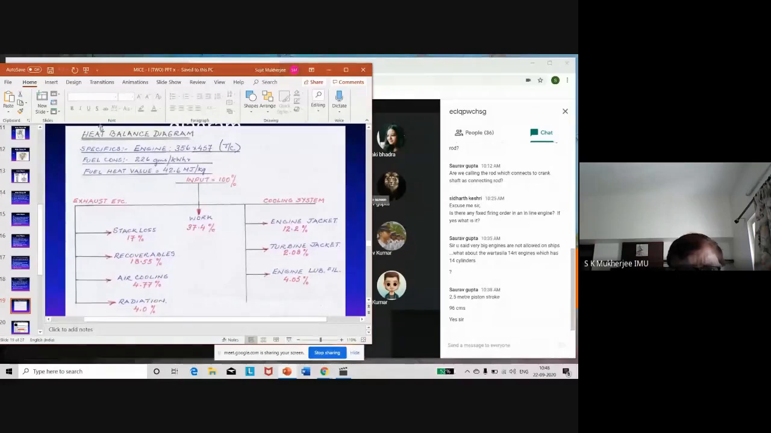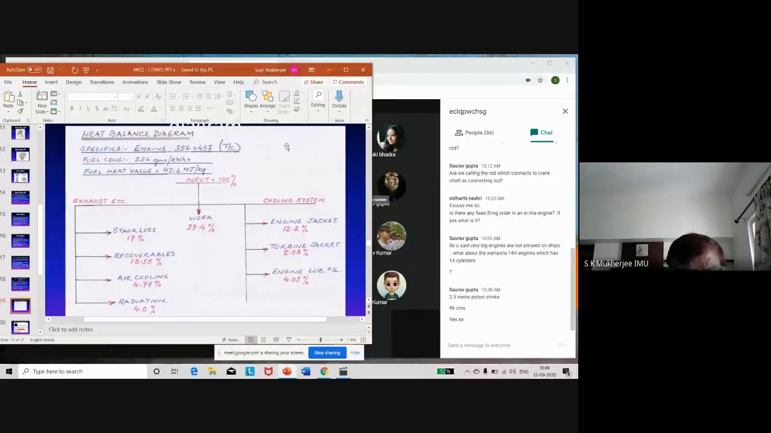Okay. Now, in this heat balance diagram, the specifics: the engine is 356 into 457. This number means bore and stroke. Remember, bore is always larger than stroke when you talk about stroke to bore ratio, that is a different matter.